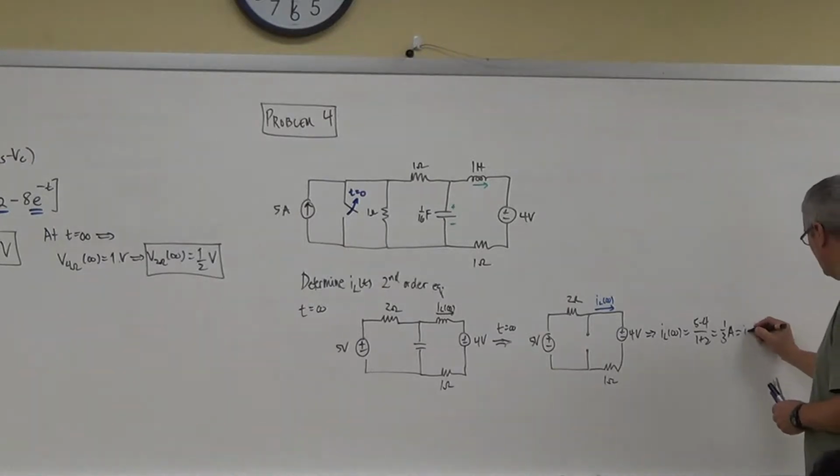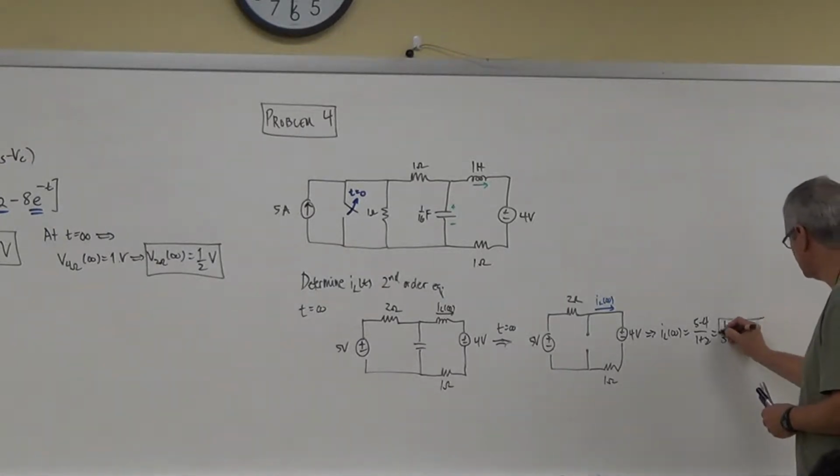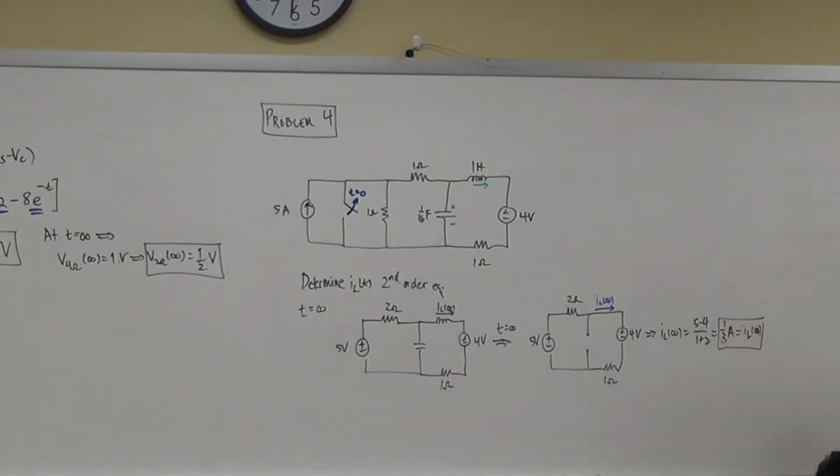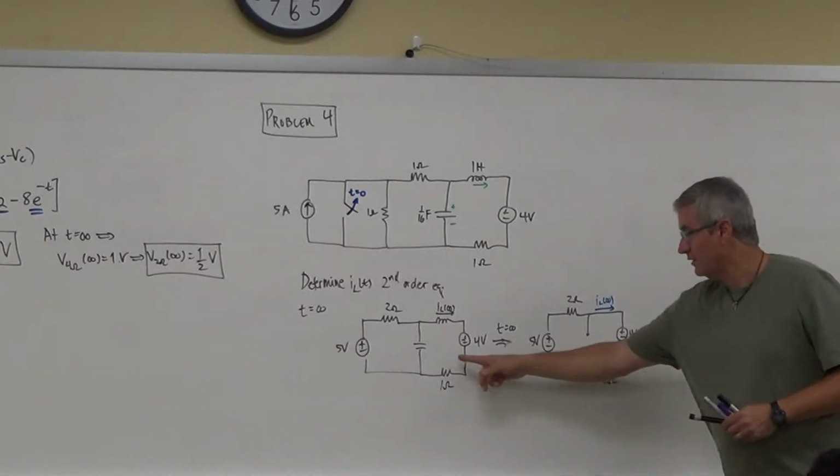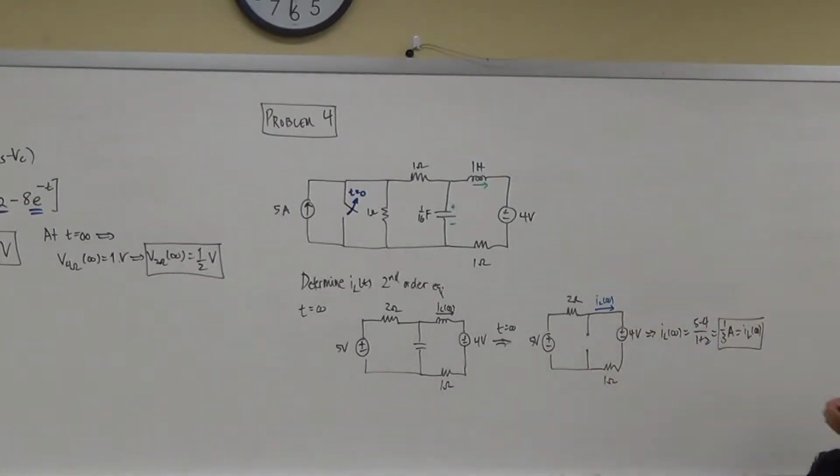Okay? So that is my B value right there. So when I check my circuit, I'm expecting 1/3 of an amp. Okay, I'm expecting 1/3 of an amp. Now, since I did my source transformation, I'm going to continue to do that circuit right there.